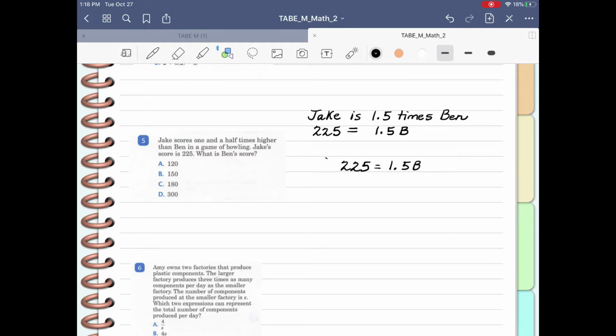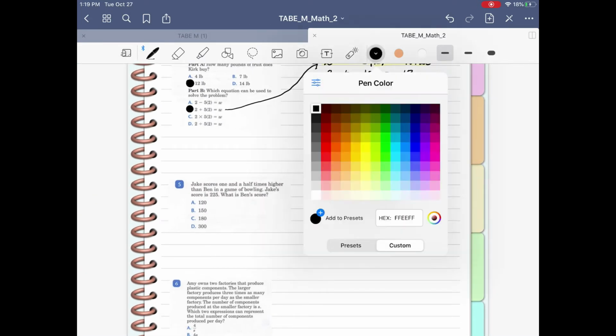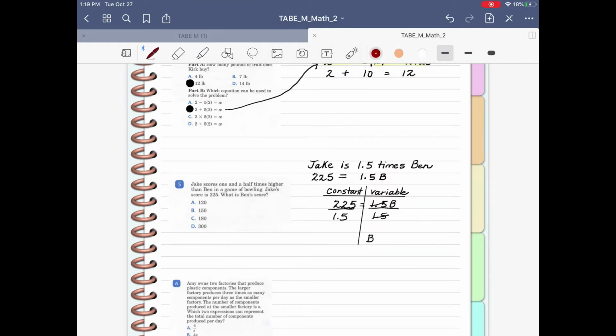So draw your solving frame if you like that method. If you don't, it's fine. If your teacher's shown you another way, that's perfectly fine. But this is the constant, the number side, and this is the variable side. And we're going to divide by 1.5 on both sides. Now if we had a calculator, life would be grand right here, but we don't. So I'm going to do what I'm supposed to and work this out for you longhand.